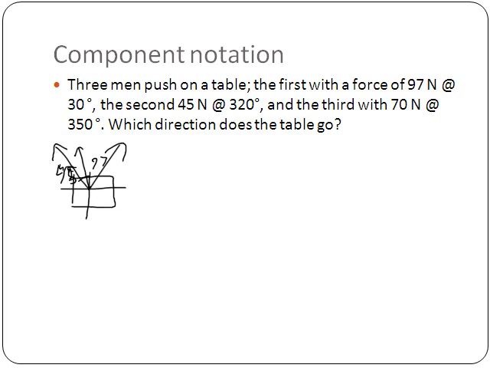We know the table is going to go somewhat northward, but it's probably not going to go due north. And so we could add up all these vectors head to tail, but let's just try doing this component-wise. Let's break these guys up. And so we have our first one, 97 newtons at 30 degrees. And so that vector is going to look a little bit like this. And so we've got that one in here.